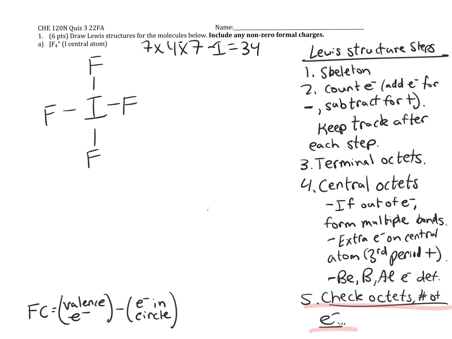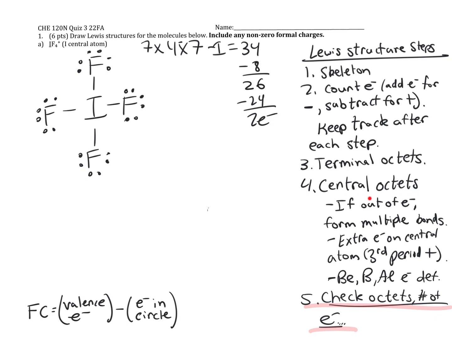Then we just keep track after every step, so we've already used 8 for our skeleton. That leaves us with 26 valence electrons left to deposit. Now we get octets on the terminal atoms. 2, 4, 6, 8, 10, 12, 14, 16, 18, 20, 22, 24. Again, adding 6 electrons, 3 lone pairs to each, to get them each to an octet. We've used up 24 electrons, and now we still have 2 electrons left over.